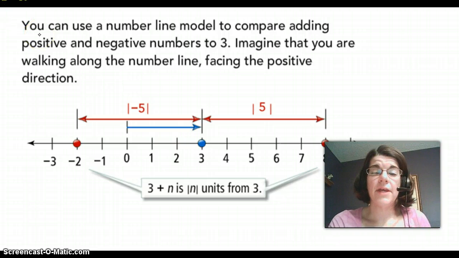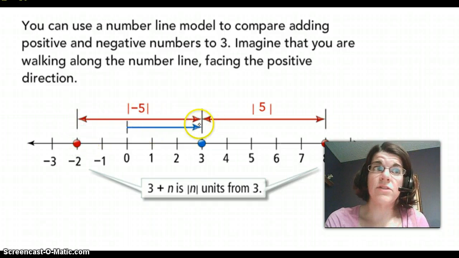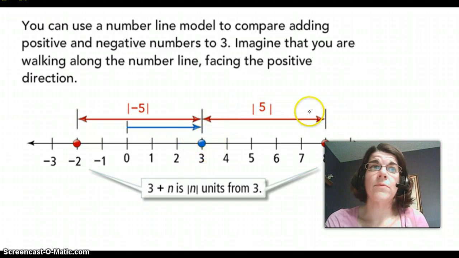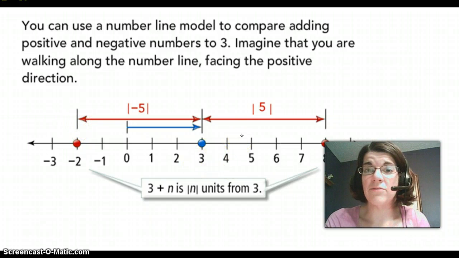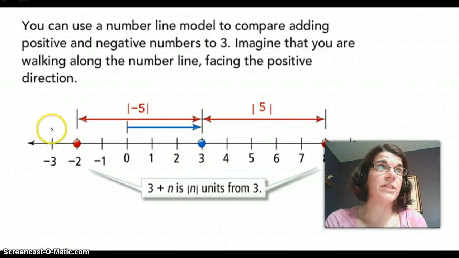Okay, this slide here is just showing that when you added 5, we moved 5 places to the right, and when we subtracted 5, we moved 5 places to the left. And the 5 was equal distance from the original 3 that we had. It's just we moved in the other direction. So for the positive number, we went in the positive direction to the right, and when we added a negative number, we moved to the left in the negative direction.